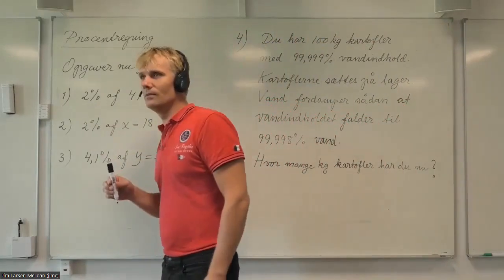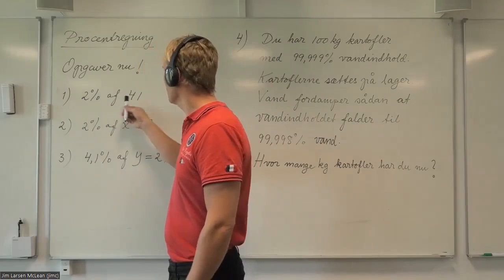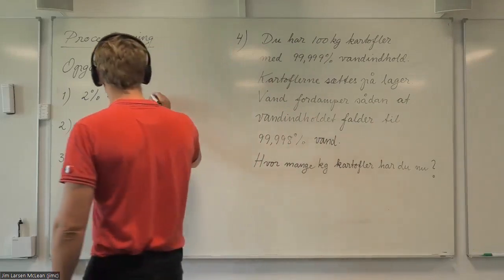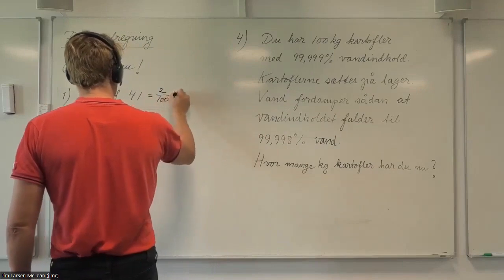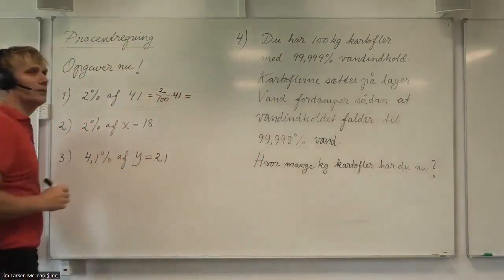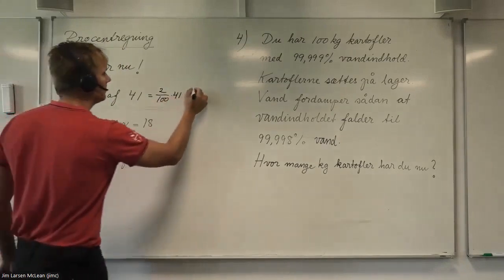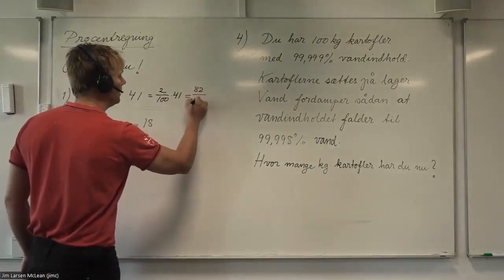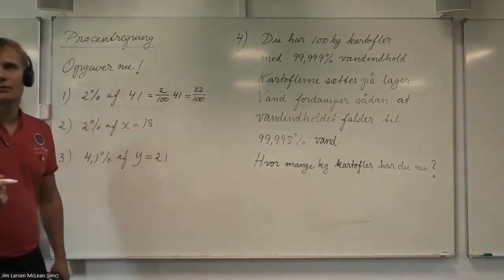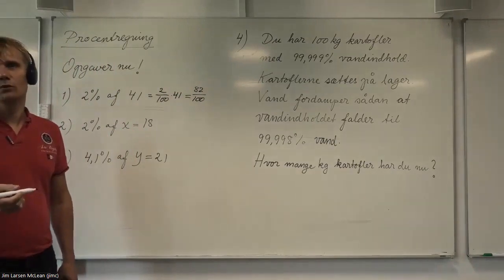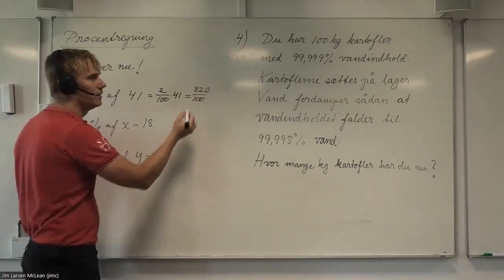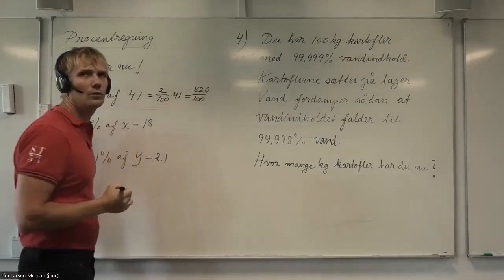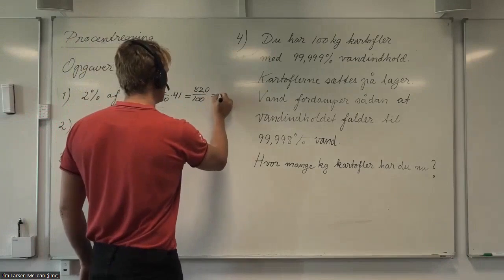The first one, it's easy. 2%, we just need to calculate from 41. So 2% of 41, that must be 2 over 100 parts of 41, so I multiply 41 in the numerator and get 82. And then I have to divide by 100. When you divide by 10, you move the decimal point one place. So when you divide by 100, you move it 2 places. There's a sneaky decimal point after the 2, so I can just move it 2 places: 0.82.